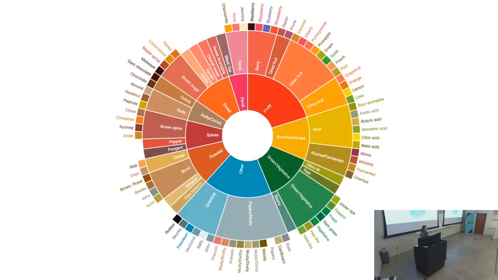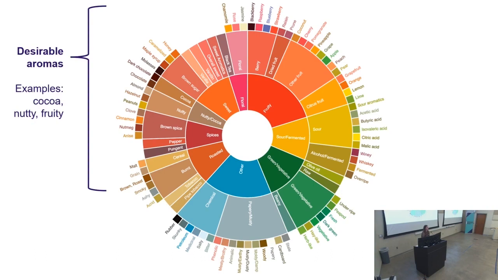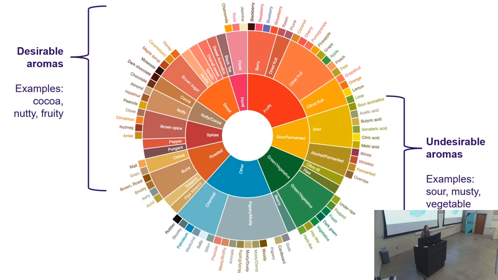If we take a look at this flavor coffee wheel, we can see that coffee can span a whole wide range of flavors and aromas. We can have really desirable aromas, so those would be things that have cocoa flavors, nutty or fruity flavors in our roasted coffee beans. Or we can also get undesirable aromas in our coffee beans. So this would be things that would be like a very sour, fermented smell, or even a vegetable-like aroma.